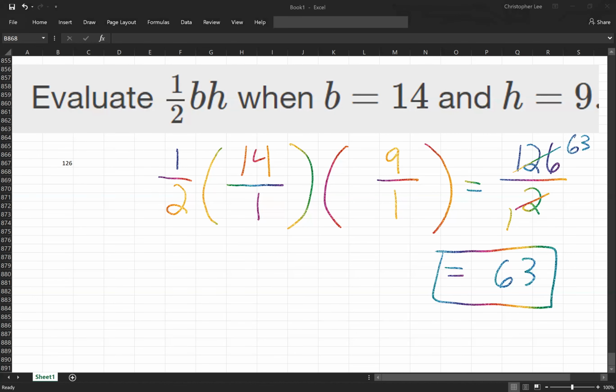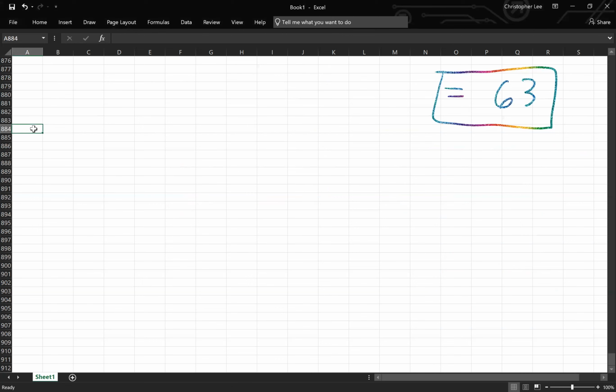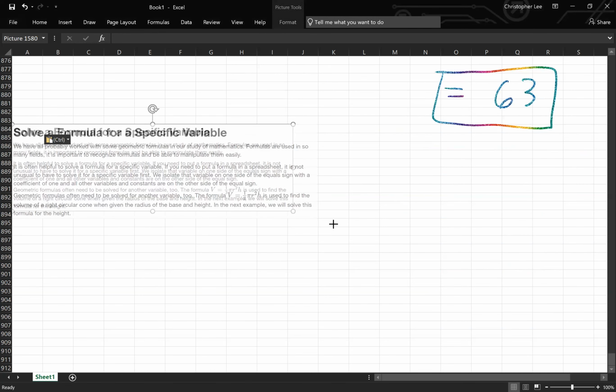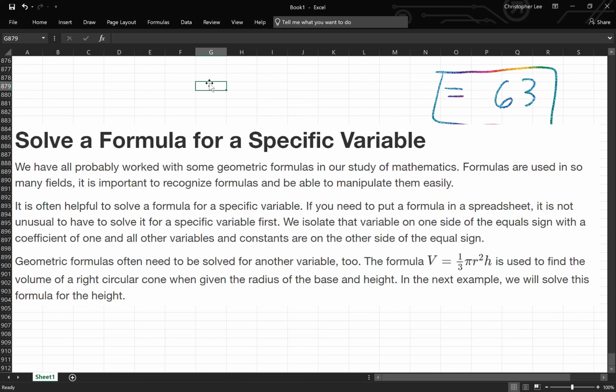So the next thing that we want to talk about is going to be really, really fun. This is for all my science majors in the room. This is for you. And the business majors too as well. We can't hog all the fun. So we're going to solve a formula for a specific variable.